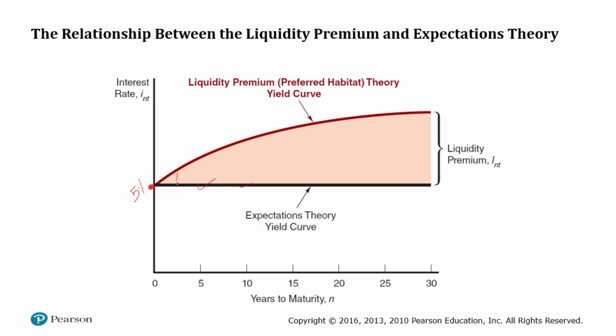And this shaded area, you can see that is gradually increasing over time. So you can see it's increasing. So that is the liquidity premium. That means when the years to maturity increases, you can see that this also increases. That means this much is the liquidity premium, the INT.